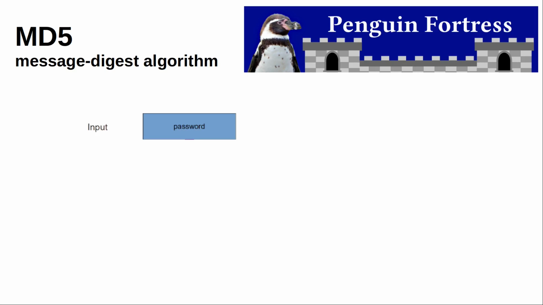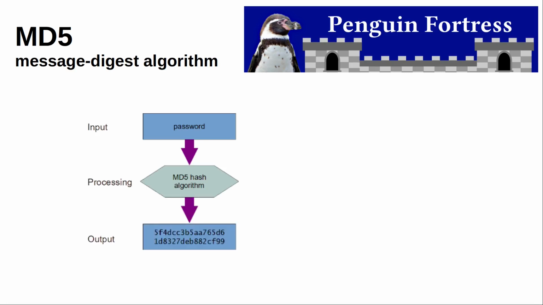We start with the password here, and here I've used the word password. Obviously you'd use a more secure password than this. This is processed by the MD5 hashing algorithm, and this results in a 32 character long string. Note that this is actually a 16-bit hexadecimal number, but represented as text.